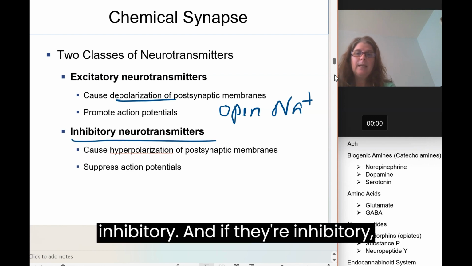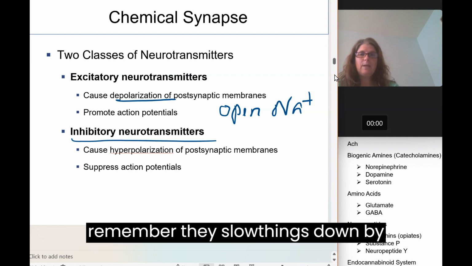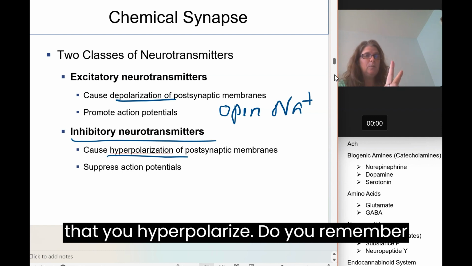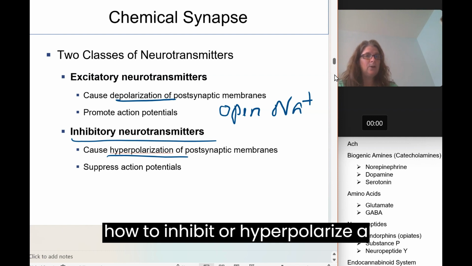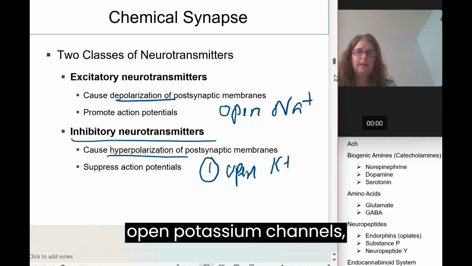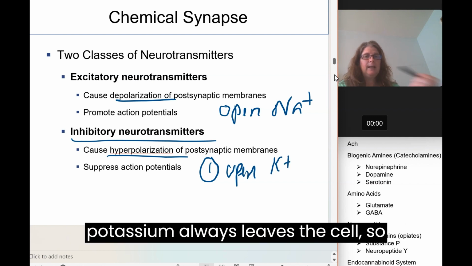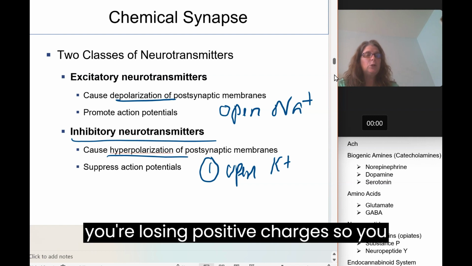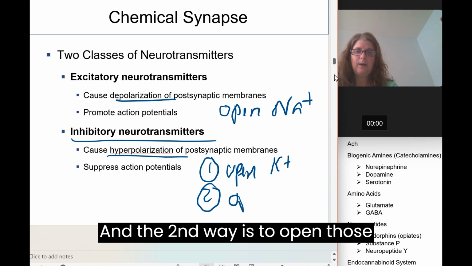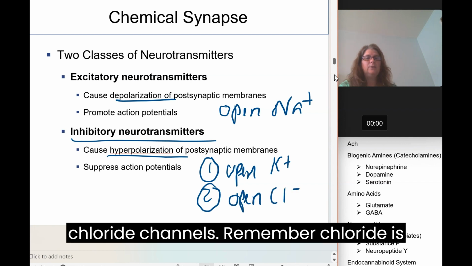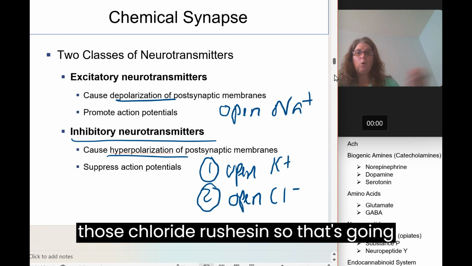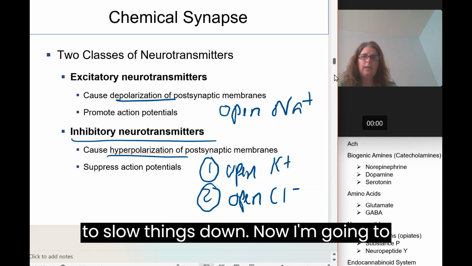They can also be inhibitory, and if they're inhibitory, remember, they slow things down by hyperpolarizing. And there's two ways that you hyperpolarize. Do you remember how to inhibit or hyperpolarize a neuron? One is to open potassium channels. And when we open potassium channels, potassium always leaves the cell. So you're losing positive charges, so you make it more negative or hyperpolarize. And the second way is to open those chloride channels. Remember, chloride's negative, and there's more chloride on the outside of the cell. So when you open those, chloride rushes in. So that's going to slow things down.